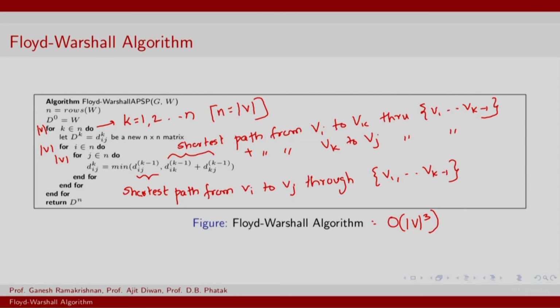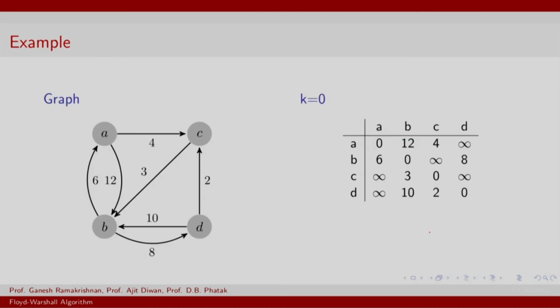Let us see this algorithm in action. So this is the graph with k equals 0, where d0 is just set to w, and what is w? If there is a direct edge you have the corresponding weight, else you set the weight to infinity. The shortest path from a node to itself has weight 0. What next? So we are going to assume that a corresponds to k equals 1, b corresponds to k equals 2, c is k equals 3, and d is k equals 4.